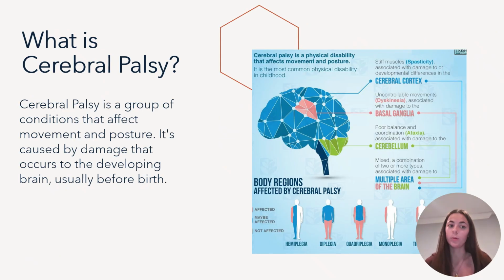What is cerebral palsy? Cerebral palsy is a group of conditions that affect movement and posture along with many other things, and it's caused by damage that occurs to the developing brain, usually before birth. Here I have an image of the different parts of the brain that it can affect, and also how that affects the different parts of the body. It shows many different areas of the body that are affected along with the areas of the brain that are affected.